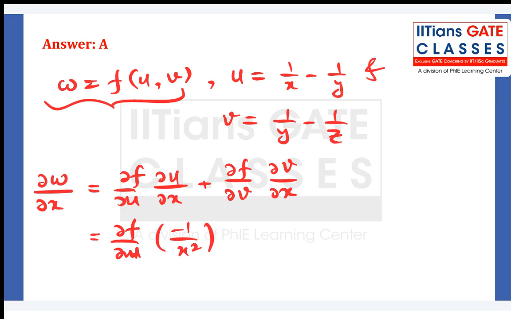And if you see, v is not a function of x, because it's only a function of y and z. So this will be 0. Therefore, your del w by del x is only this much. The second term goes to 0. And like that, you are supposed to evaluate the remaining first order derivatives also.